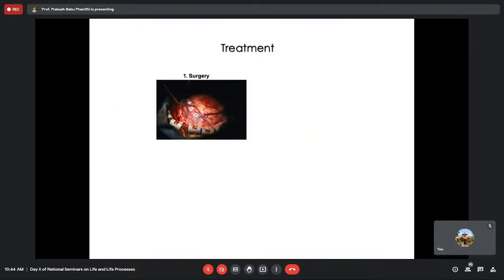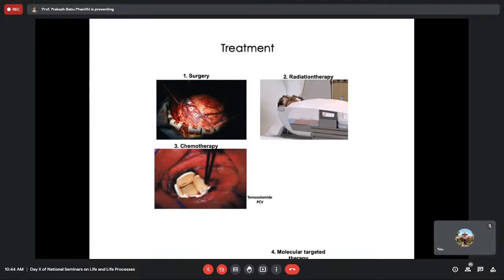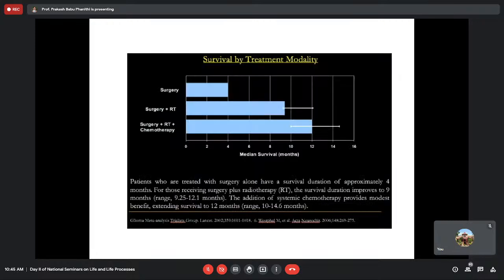Now, what are the possible treatments? Surgery is the best option. Surgery should be done, then radiotherapy will be given, then chemotherapy will be given. Molecular targeted therapy or monoclonal antibody therapy is also given. Normally temozolomide is the preferred treatment for these glial tumors. After surgery alone, the person may survive up to 4 months. Surgery plus radiotherapy, the person will survive up to 9 months. Surgery plus radiotherapy and chemotherapy, the person may live up to 12 to 14 months, or 15 months maximum.